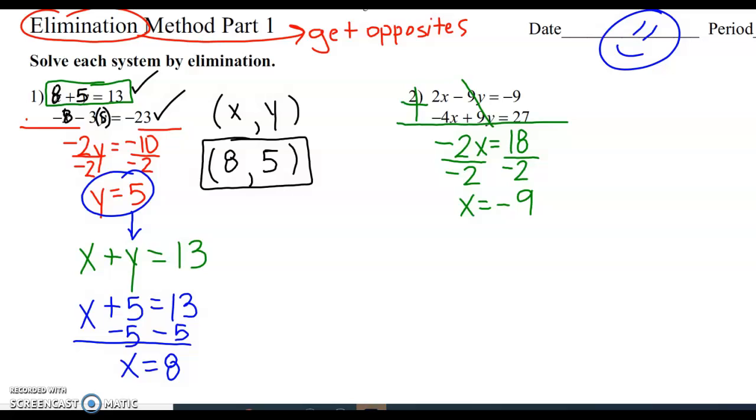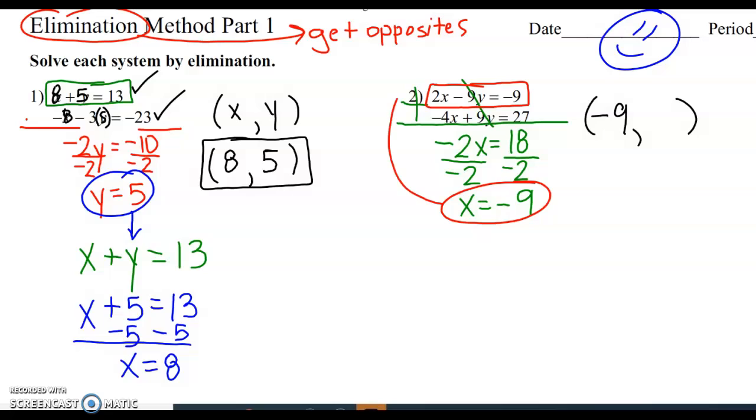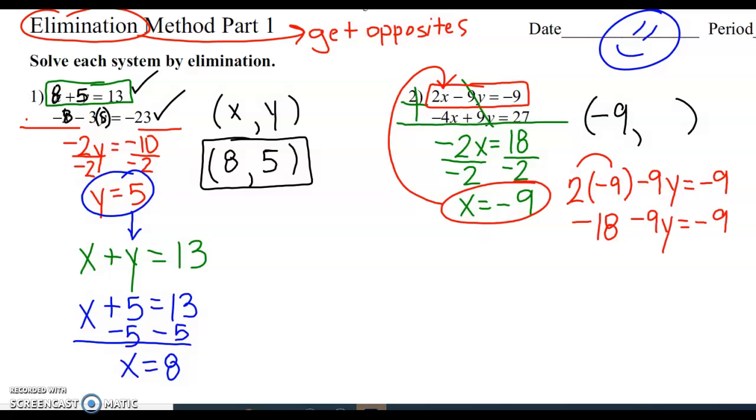So in my ordered pair answer, x comma y, I know that x, the first place, is negative 9. And I pick either equation, doesn't matter. I'm going to go with the first one, and I substitute what I found. So I found that x is negative 9, so I'm going to take x out of the game and put in negative 9. So I have 2 times negative 9 minus 9y equals negative 9. And then I just solve this, right? So 2 times negative 9 is negative 18. Still minus 9y, still equals negative 9.